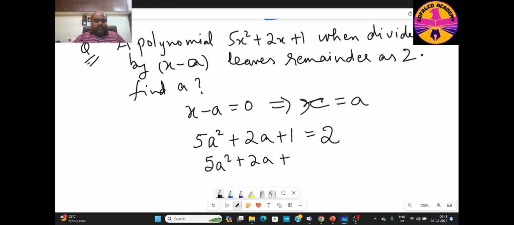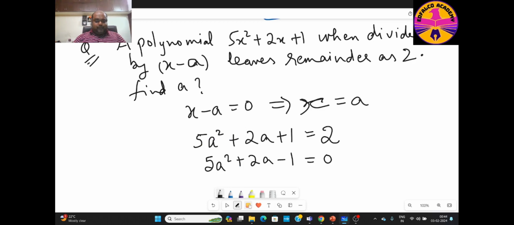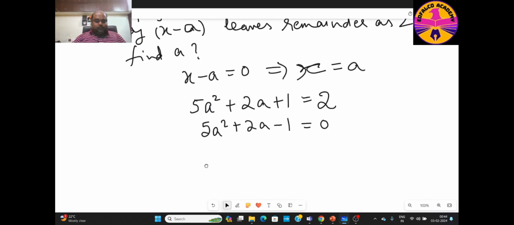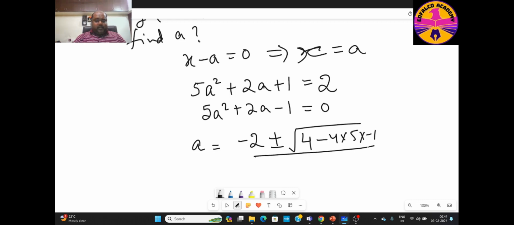Now if I bring the 2 on the other side, it becomes 5a square plus 2a minus 1 is equal to 0, because 1 minus 2 is minus 1. So we can solve this with whatever method you want. This is a quadratic expression. I'm not sure if you're already aware about quadratic expressions, but it can be solved using the quadratic formula. So I can use the formula directly. a will be equal to minus b, which means minus 2, plus minus root under b square, which gives 4, minus 4 into 5 and into minus 1, by 10.